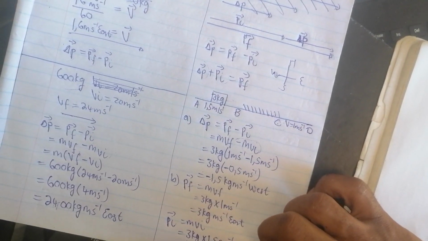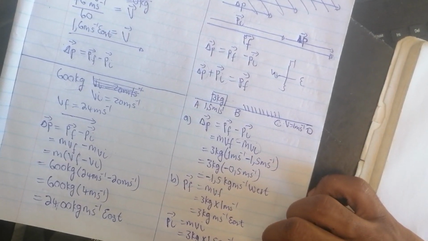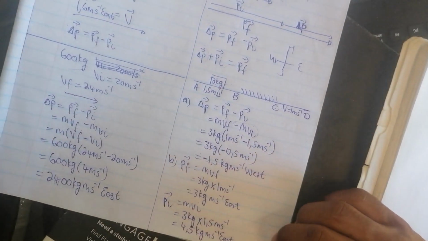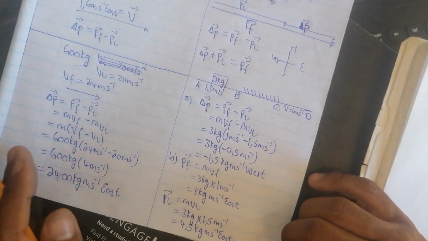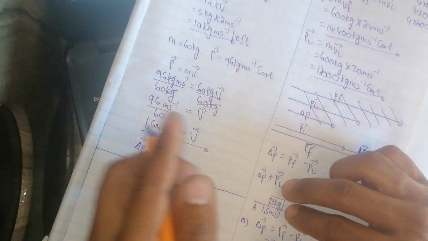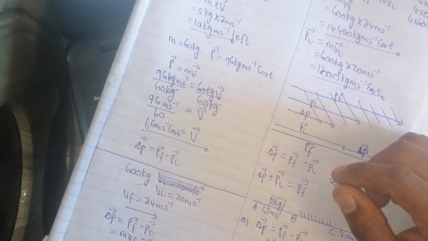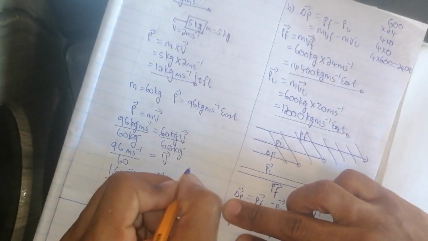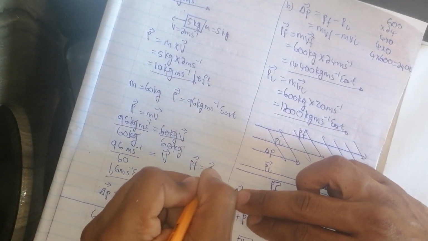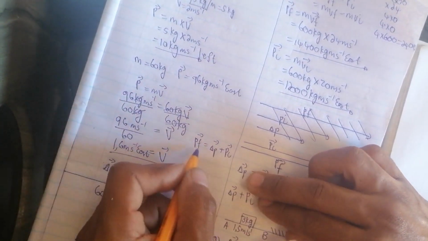That should give us 4.5 kilogram meters per second, and this is also going in the easterly direction. We are fine with this. Now if we are fine with that, let me just come here to complete this. Now we want to find the change, and we know that PF, final momentum, equals the change in momentum plus the initial momentum. This is something that we know.